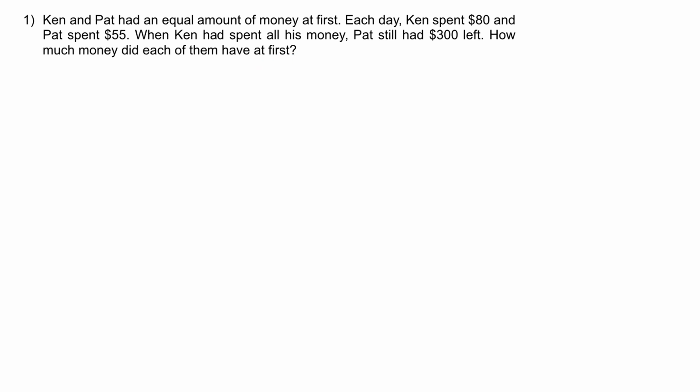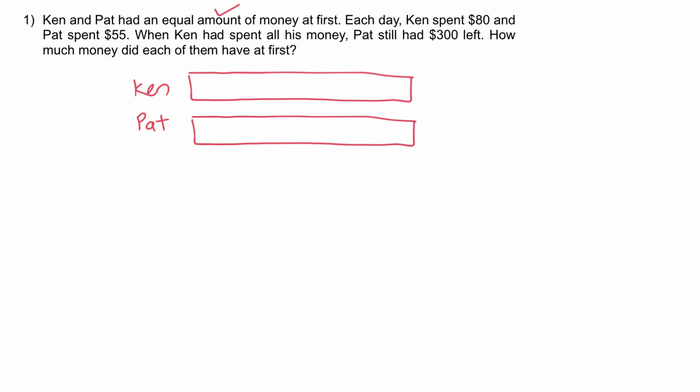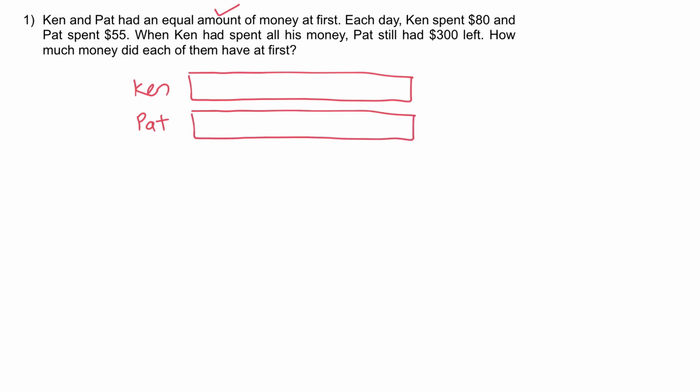Okay, so what we need to do is, let's start with the first information, right? Sentence number 1. At the beginning, we have Ken and then we have Pat. They each had the same amount of money. So let's draw out the model. Ken and Pat had the same amount of money. What happens after that? One day after, okay?